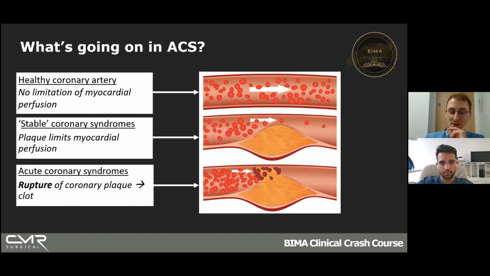The middle photo is what's called stable coronary syndromes. So this is something like stable angina. This is when there's a plaque narrowing the artery and narrowing the amount of blood that gets through to the heart muscle. This means that at rest, the heart gets enough blood, but when you exert and the heart demands more oxygen, there's not enough blood to supply the oxygen it needs, so you get chest pain on exertion, which is stable angina.